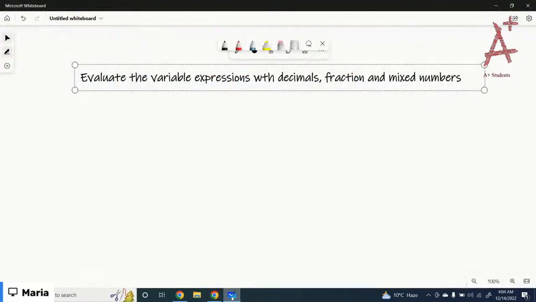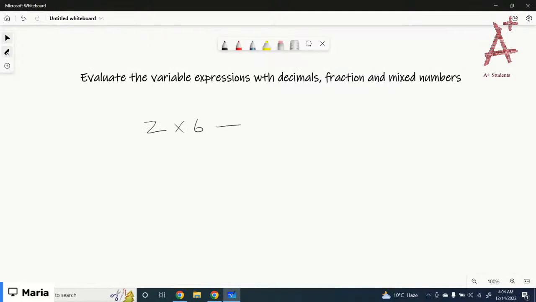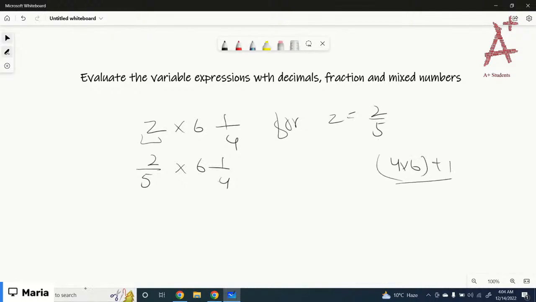z times 6 whole 1 by 4 for z equals 2 over 5. Okay, so just replace z with the value. Got it? The value of z is 2 by 5. So just replace the z with the value. It is 2 by 5 times 6 whole 1 by 4. This is a mixed number. Just convert this to an improper fraction. So you have to do 4 times 6 plus 1, divided by the same denominator. So it would be 2 over 5 times, 4 times 6 is 24, and 1 is 25, over 4.